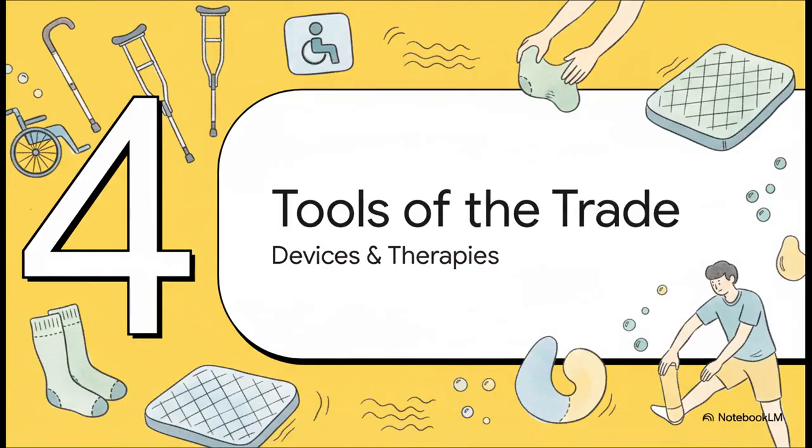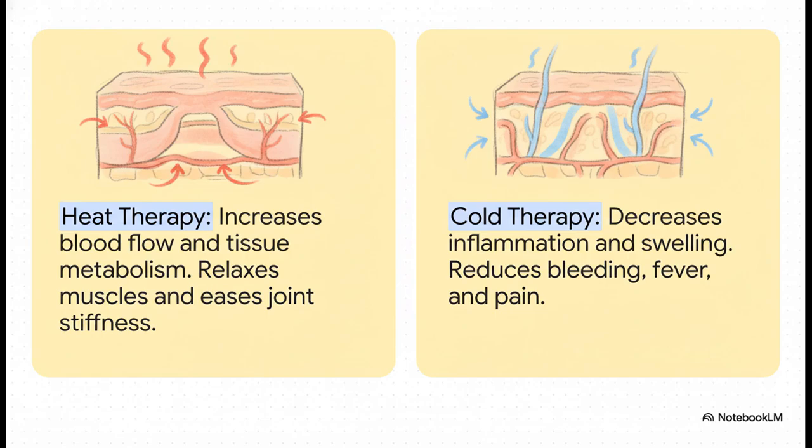Now let's talk about the gear we use to get it done. These are the tools that help us promote mobility and prevent all those nasty complications. Heat versus cold. It's really simple when you think about it. Heat opens the floodgates. It increases blood flow to an area, perfect for relaxing a stiff muscle. Cold does the exact opposite. It constricts those vessels, reducing inflammation and swelling.